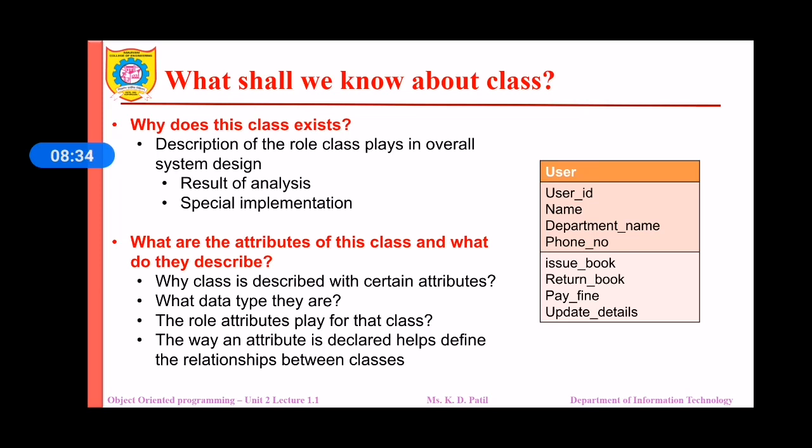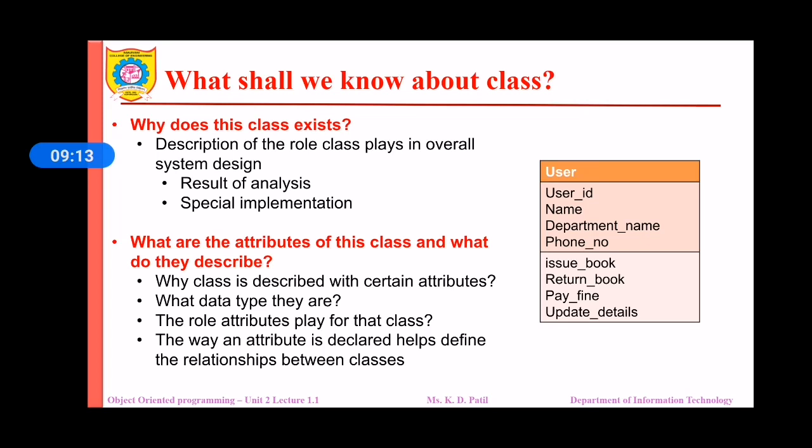So the first one is, why does this class exist? It is a description of the role the class plays in the overall system design as the result of analysis and this special implementation. Now let us take a simple example of a library management system. In the library management system, the important classes are user, librarian, book, print receipt, for example. Now why should that user class be there in the library management system?